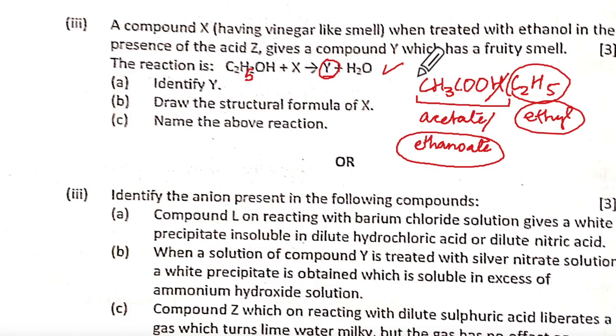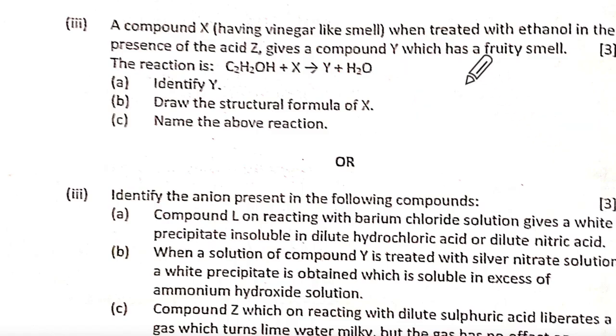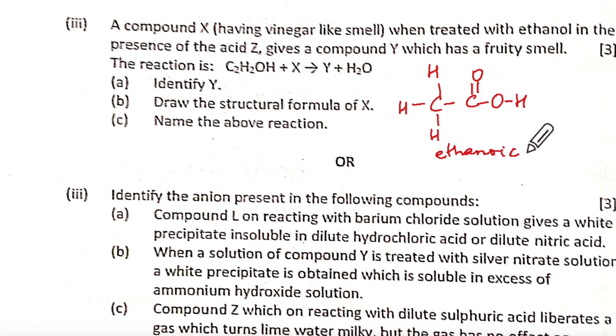Structural formula of X means acetic acid. Acetic acid is CH3COOH. How is it? Good. I will also say it is ethanoic acid. Am I getting my marks? Name the above reaction: it is esterification.